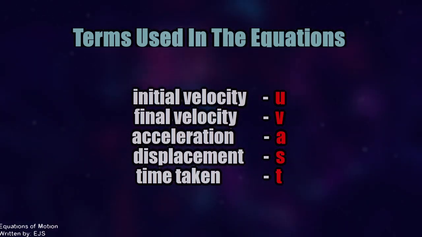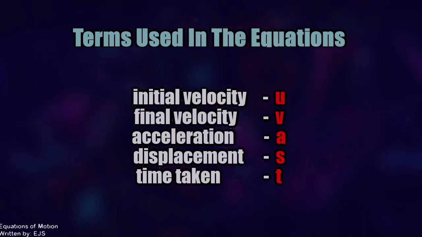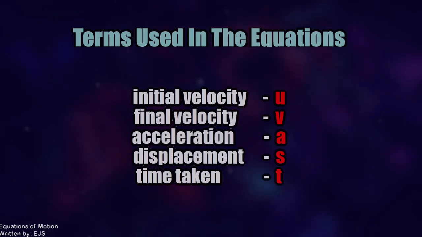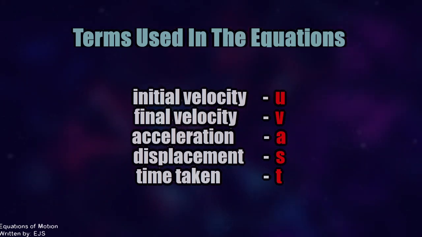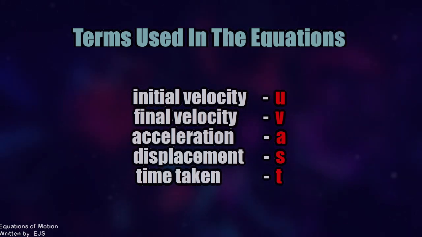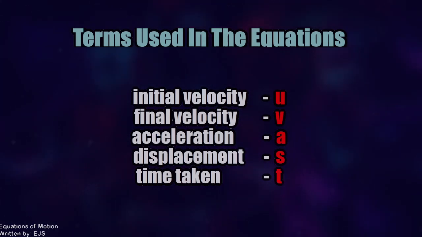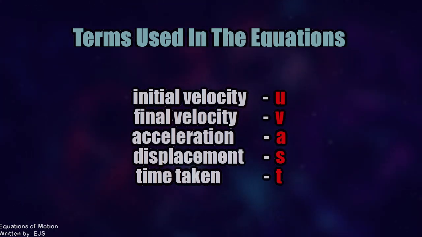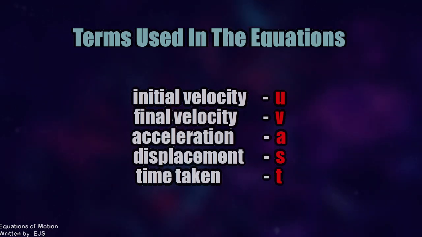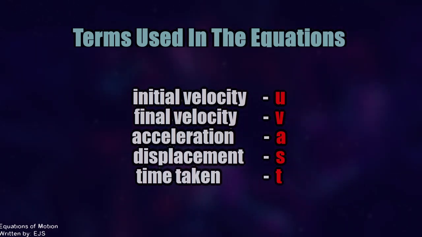Acceleration is always a small a, displacement a small s. The time taken, and by the time taken we mean the time taken to go from the initial velocity u to the final velocity v. And the displacement mentioned here, s, is the displacement during the time that it was going from u to v.